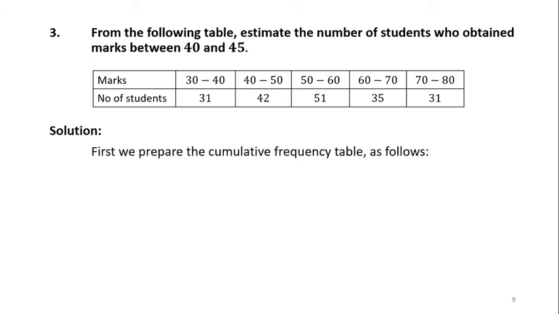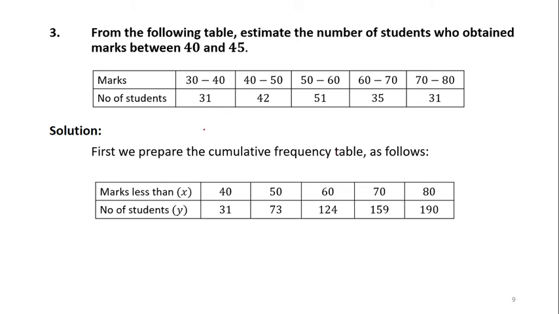So, to obtain the number of students who obtained marks between 40 and 45, we first prepare the cumulative frequency table. Now, the number of students who scored marks less than 40 is 31. The number of students who scored marks less than 50 is 31 plus 42, 73.